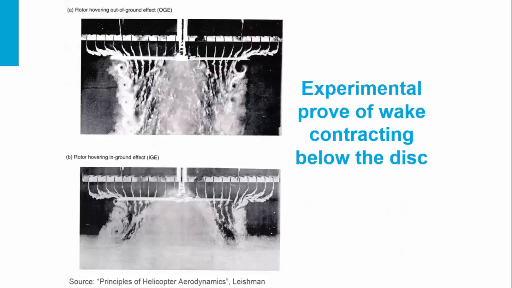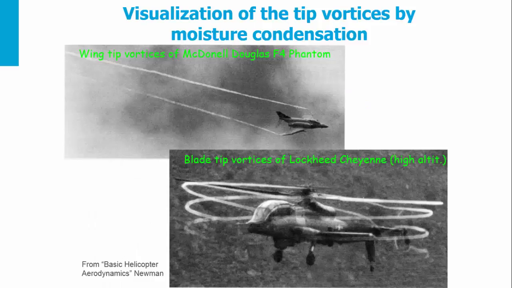There are experimental proofs that the wake is contracting below the disk. You see here two experiments, one of a rotor hovering out of ground effect, and a rotor hovering in ground effect. In both cases, you see this contraction of the wake. Also, the visualization of the tip vortices by moisture condensation shows the contracting of the wake. Here you see the tip vortices on a Lockheed Cheyenne helicopter at high altitude.